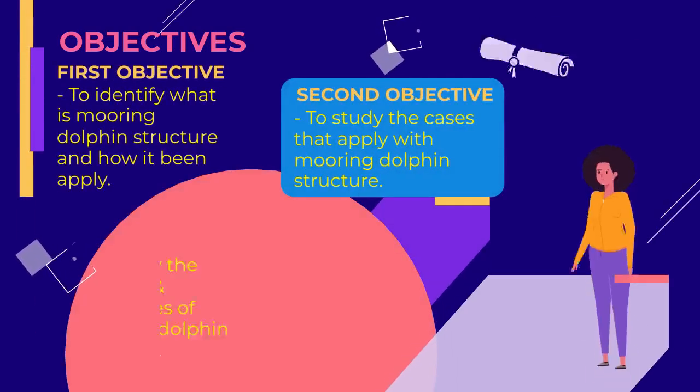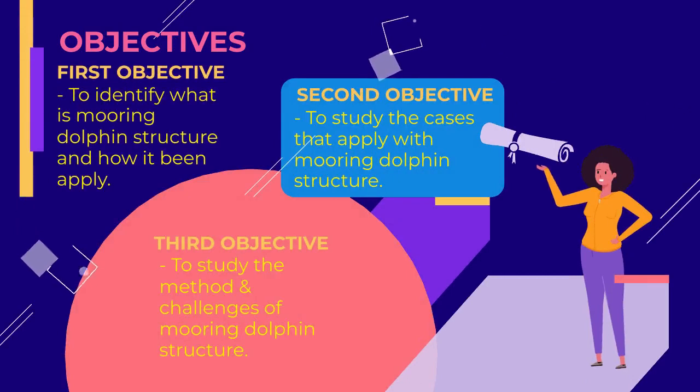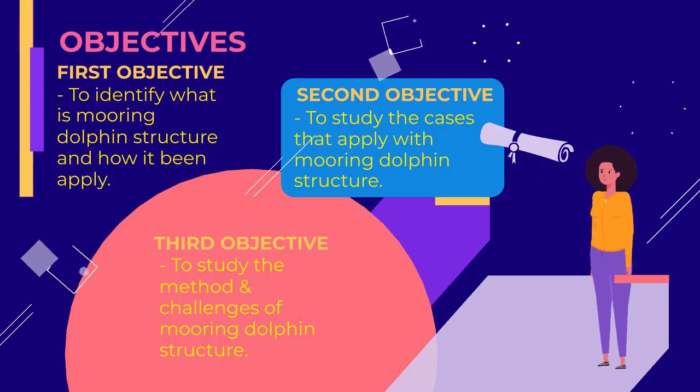To start with, the objectives of the case study are as follows. The first one is to identify what a mooring dolphin structure is and how it is applied. Second, to study the cases that apply mooring dolphin structures. Third, to study the methods and challenges of mooring dolphin structures.